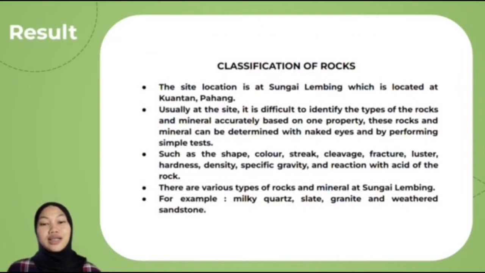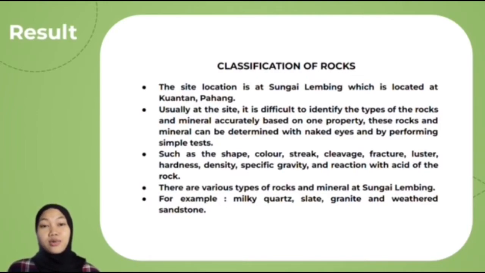So we move to the classification of rocks. The site location is at Sungai Lembing, which is located at Kuantan, Pahang. Usually at the site, it is difficult to identify the types of rocks and minerals accurately based on one property. These rocks and minerals can be determined with naked eyes and by performing simple tests, such as the shape, color, streak, cleavage, fracture, luster, hardness, density, specific gravity, and reaction with acid of the rock.